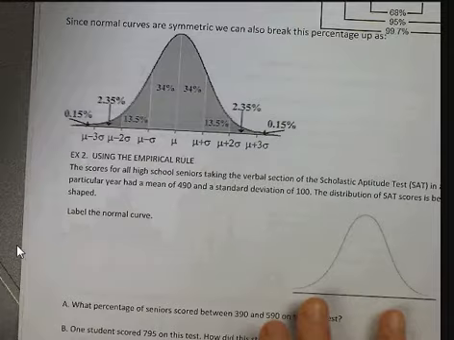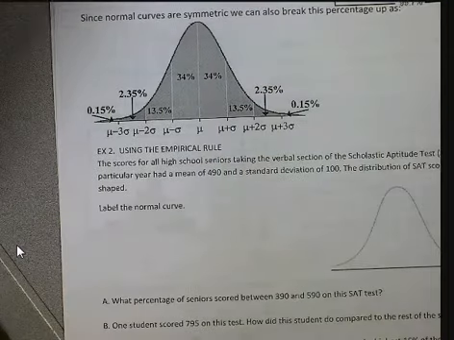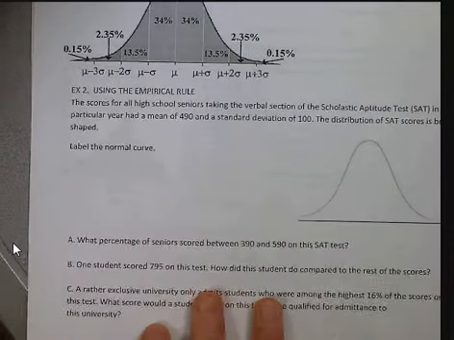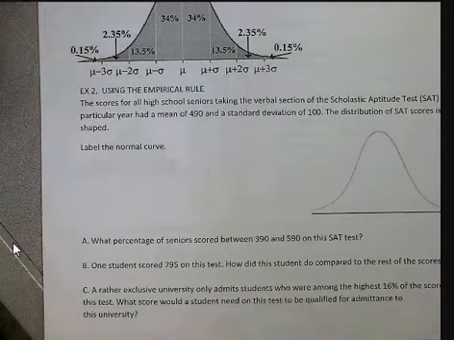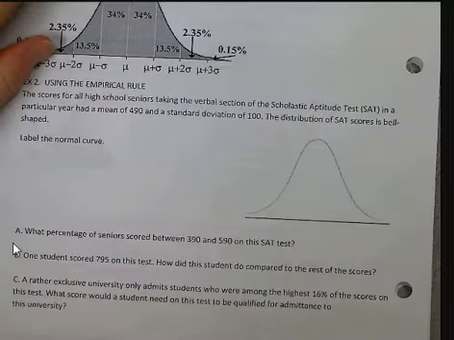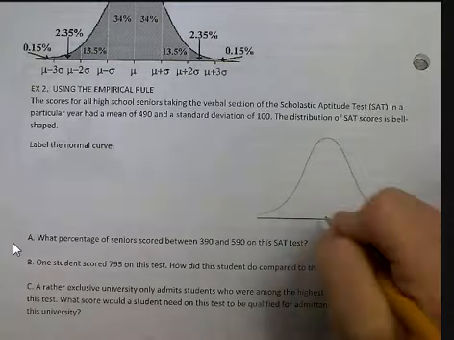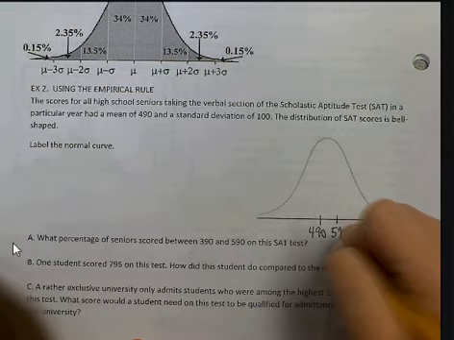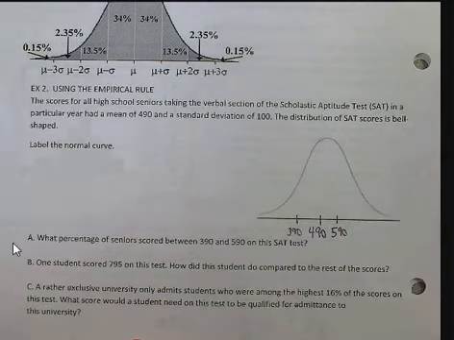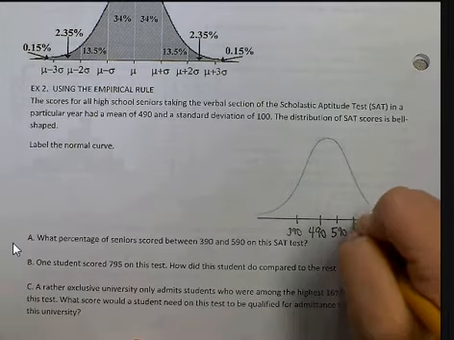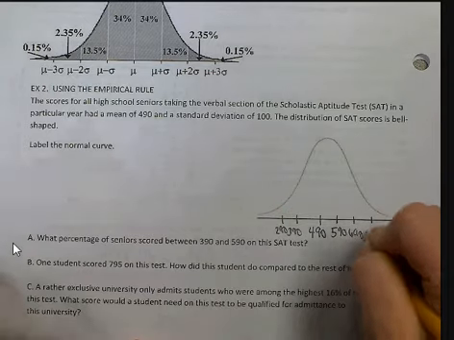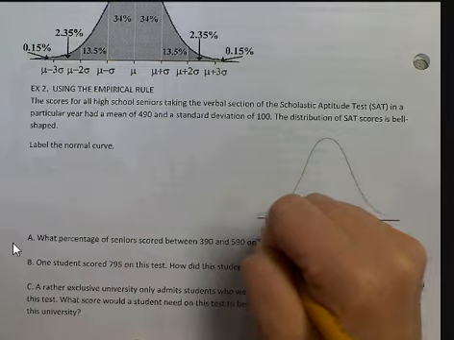So let's look at how we can use this. So we have verbal SAT scores in a particular year that had a mean of 490 and a standard deviation of 100. Draw and label your normal curve. So in the middle of this normal curve, we'll go 490. One standard deviation above would be 590. One below would be 390. I'm just adding and subtracting 100. 2 above would be 690. 2 below would be 290. 3 above would be 790. 3 below would be 190.